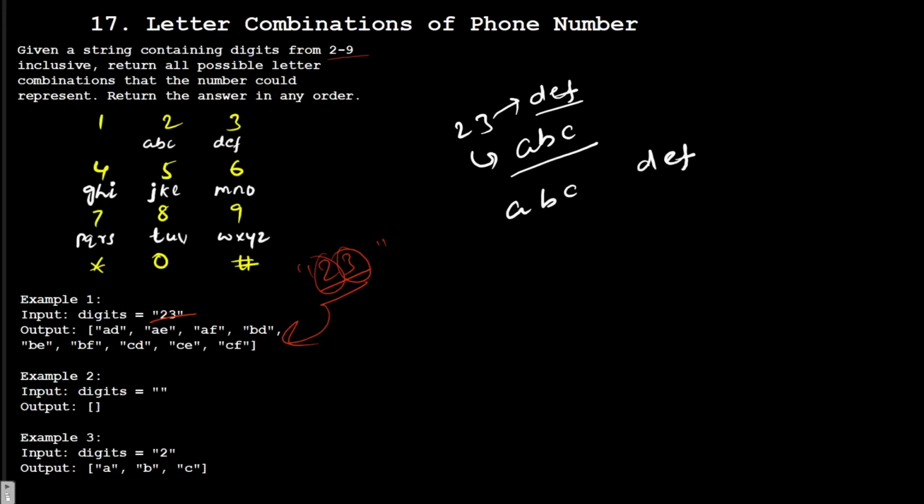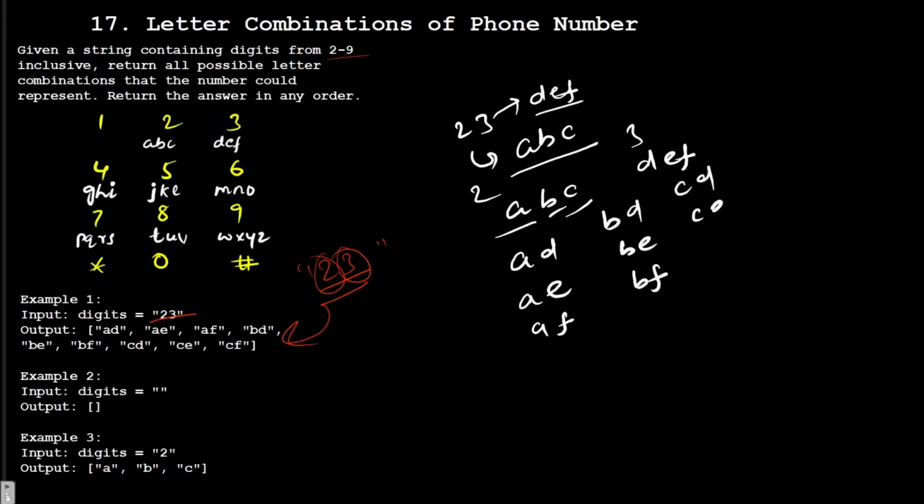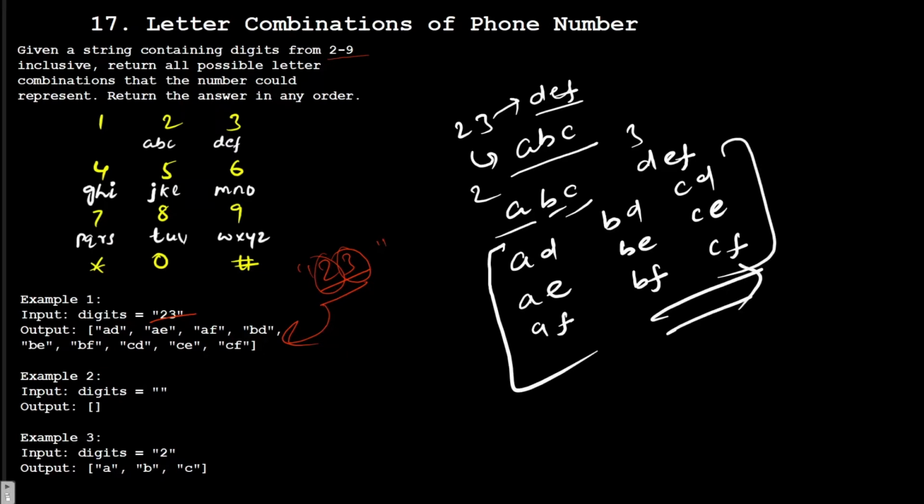If we take a from 2 and d from 3, it will be ad. Similarly, a can be combined with e, a can be combined with f, and now we are done with a. Moving towards b, b can be combined with d, e, and f, and at last c can be combined with d, e, and f. So we can create these 9 strings using these two numbers, 2 and 3. So in this problem, we are given some string and we have to find the result.